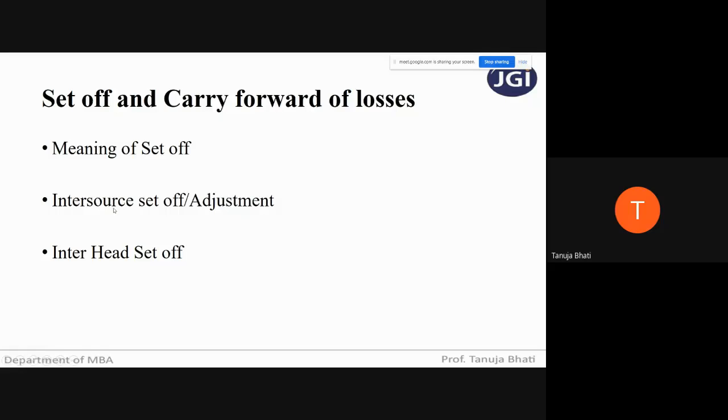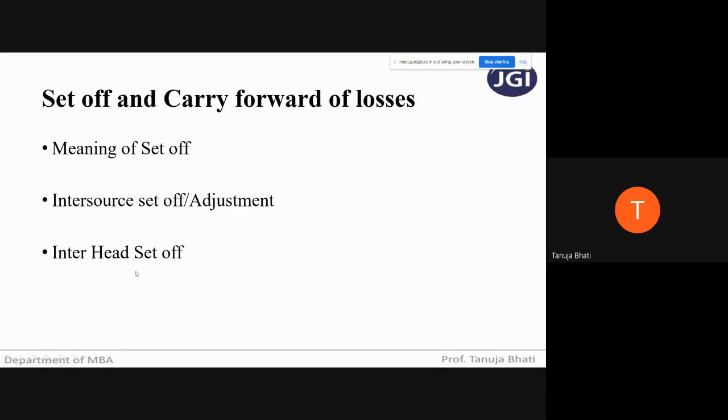Though they are falling under the same head, income from other sources. Under income from other sources, you have the gain from activity of owning and maintaining race horses. But remember, the loss from the activity of owning and maintaining race horses can be adjusted only against the profit from the activity of owning and maintaining race horses and not from any other source of income. So these were all different impermissible deductions under inter-source set off.